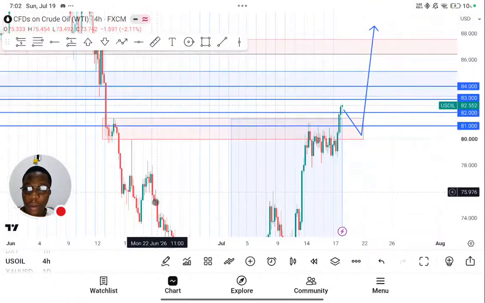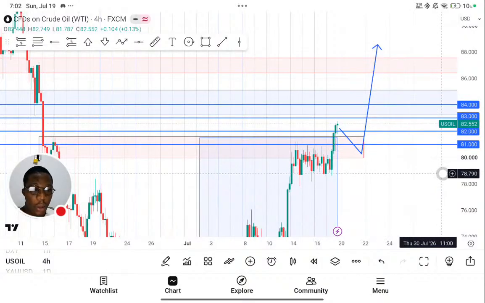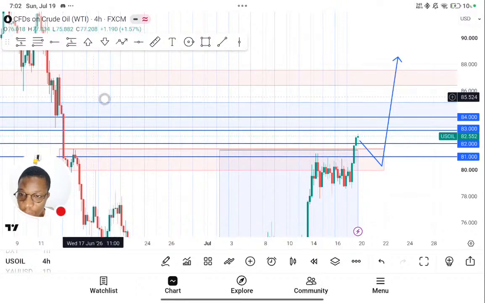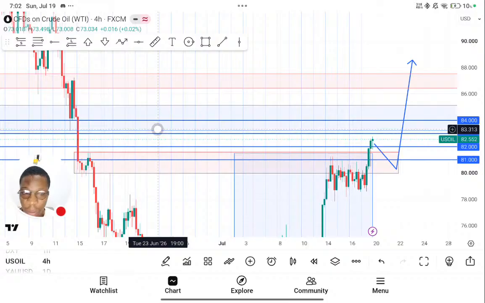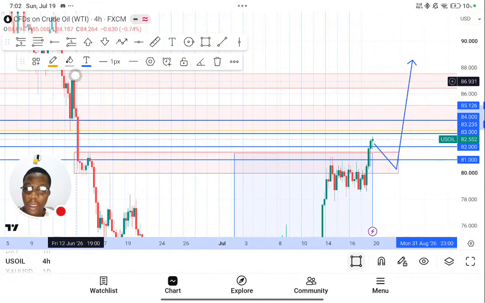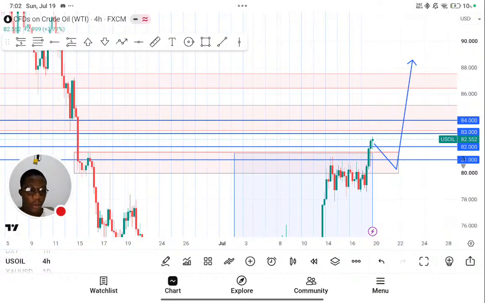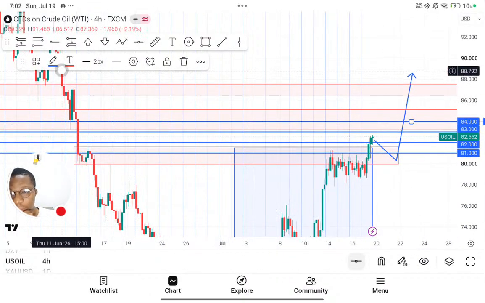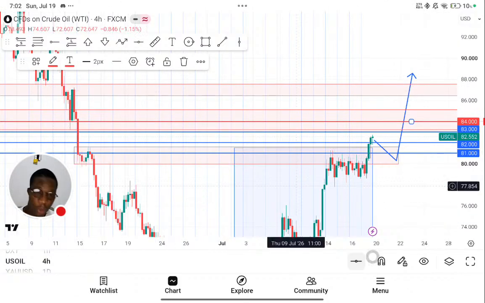But then let me even reduce this psychological level. So you see this guy, it's a major resistance from here. The resistance even starts from here. But then what is happening fundamentally between US and Iran is one red. But it looks like price is going to just break above all this.